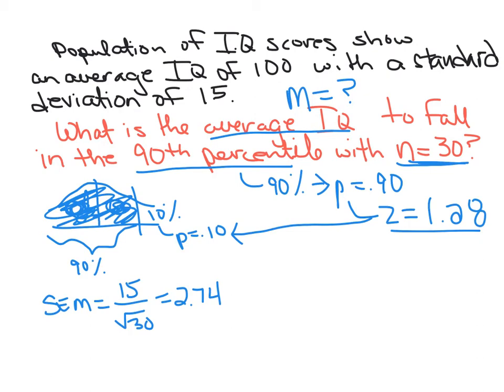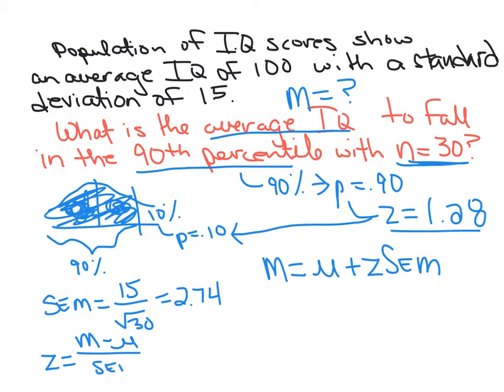Now, similar to the past where we had the raw score equation, now we can use kind of the same basis for a mean score equation. So we can solve for the mean. We'll use M equals the population mean plus Z times the standard error of the mean. Now that's basically the same thing as if we were to go Z equals M minus mu over standard error of the mean, and we just plugged in what we had.